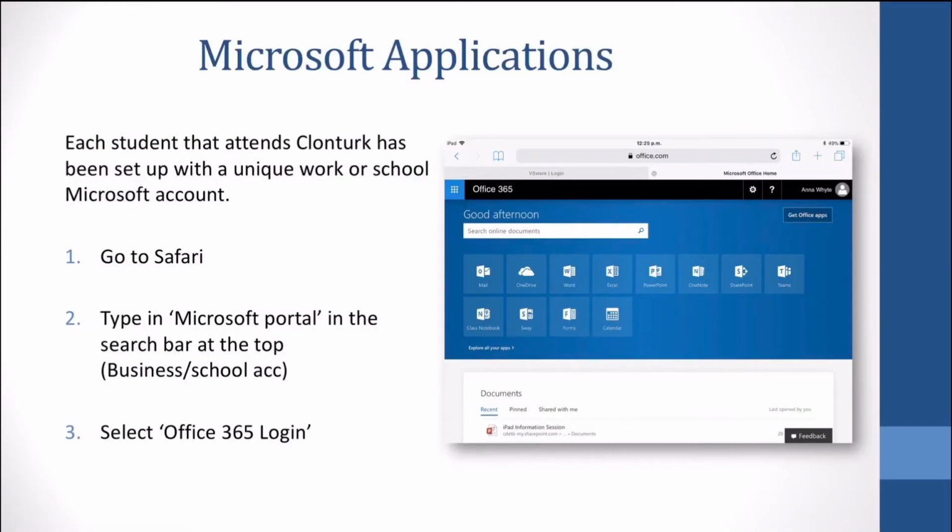Office 365 are our main applications and what we use to communicate with students. Each student has their own Clontarf email and password. To access this, students should go to Safari, search Microsoft Portal or Office 365 and sign in. They should sign in to the work or school account. Students also have these apps such as Outlook, OneNote, Teams, Excel and Microsoft Word on the iPad. If these apps don't sync or load, students can always access the email or the work through Safari by logging in.